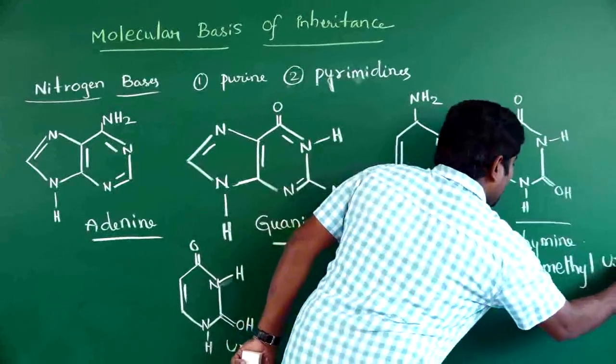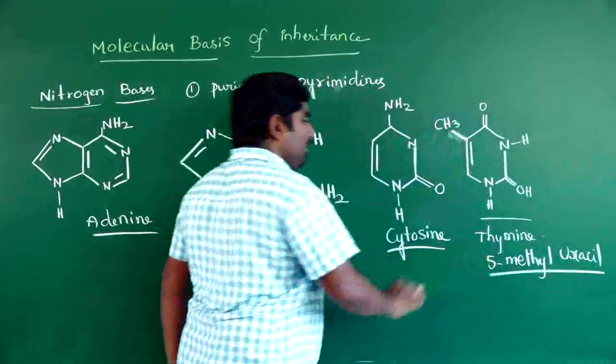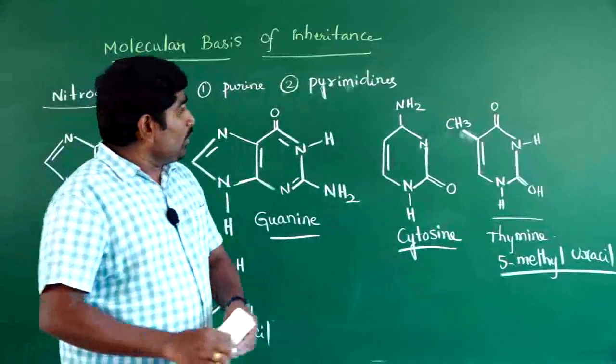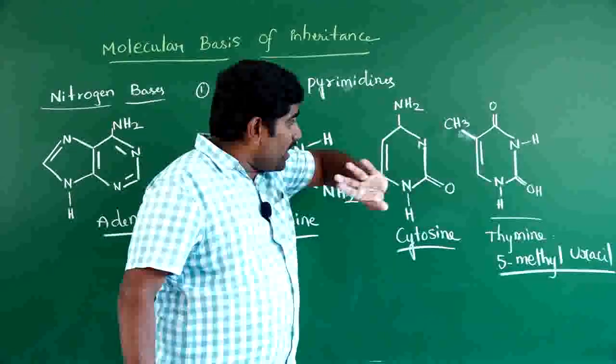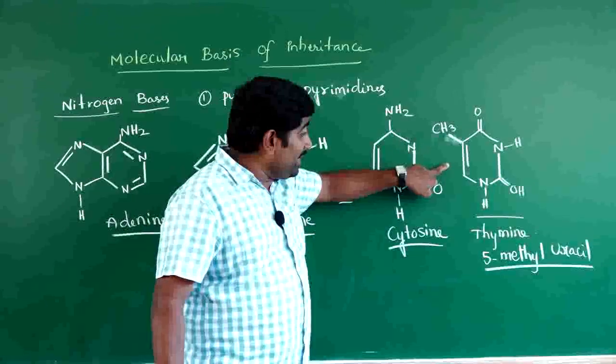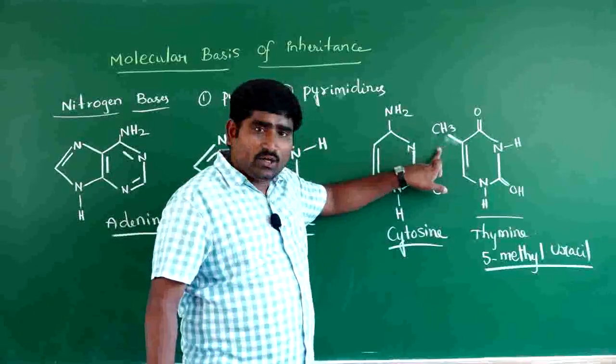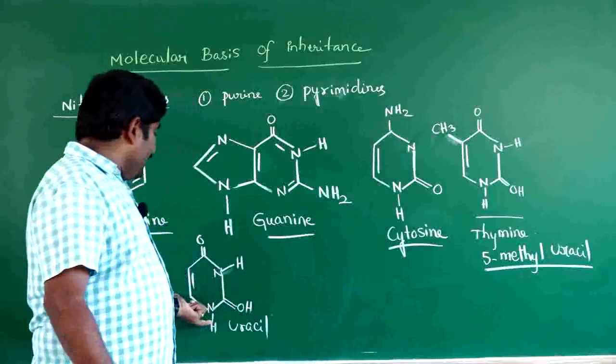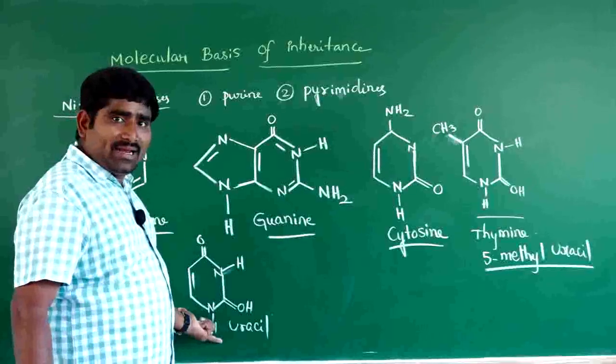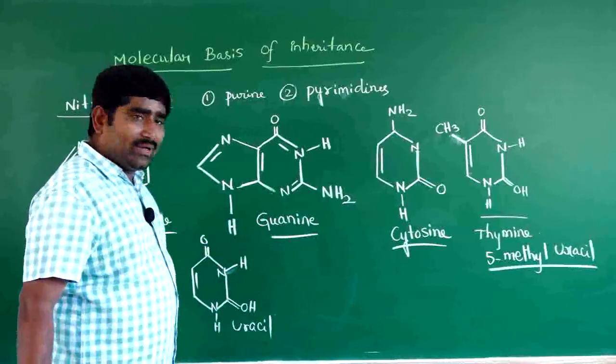5-methyl uracil. So uracil is modified into thymine. Thymine is also called 5-methyl uracil. If you see thymine and uracil, the structures look similar.